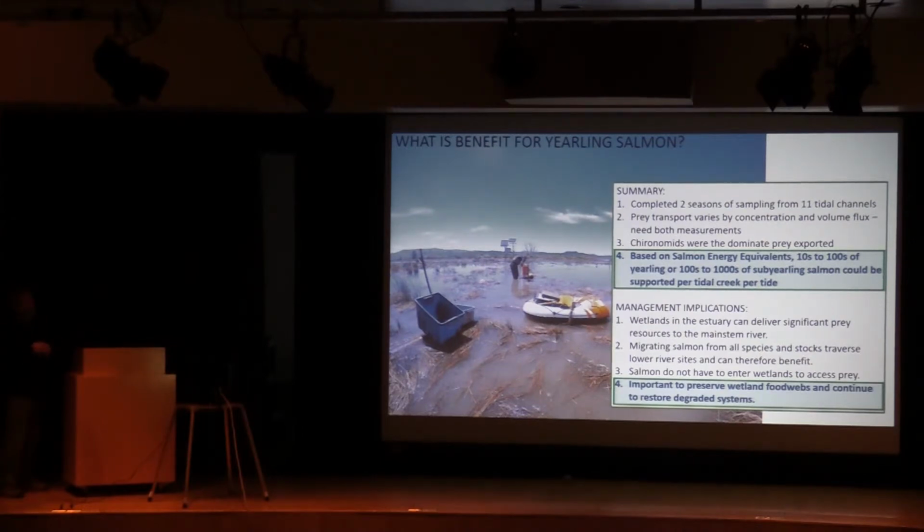Management implications, well, these wetlands are distributing food into the mainstem. Migrating salmon from all the runs have to go right by Cathlamet Bay, so it could potentially benefit basically all the runs. The salmon, again, do not have to enter these wetlands in order to benefit from restoration projects. And so it's important to preserve the wetland food webs and also to continue to restore the degraded systems.